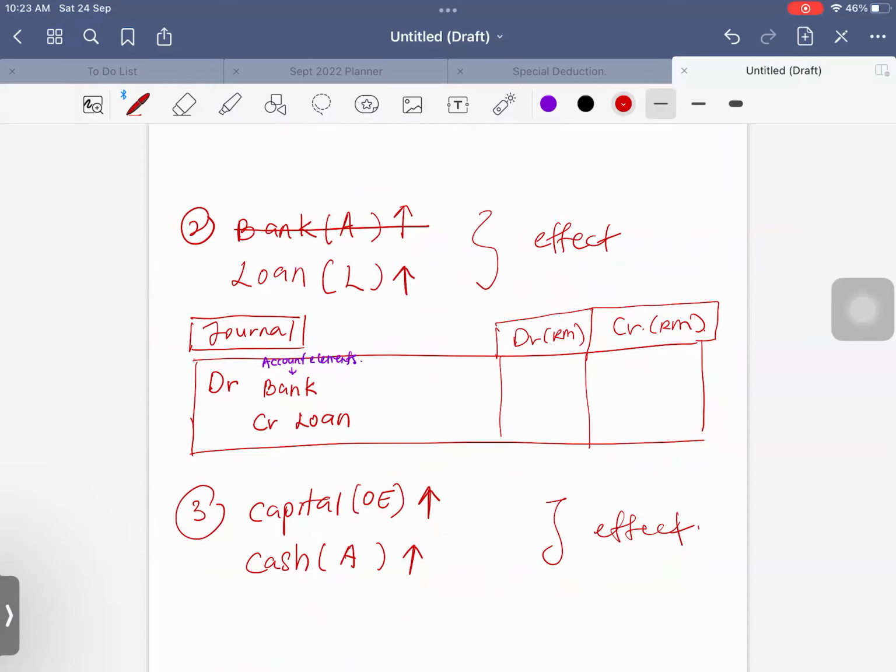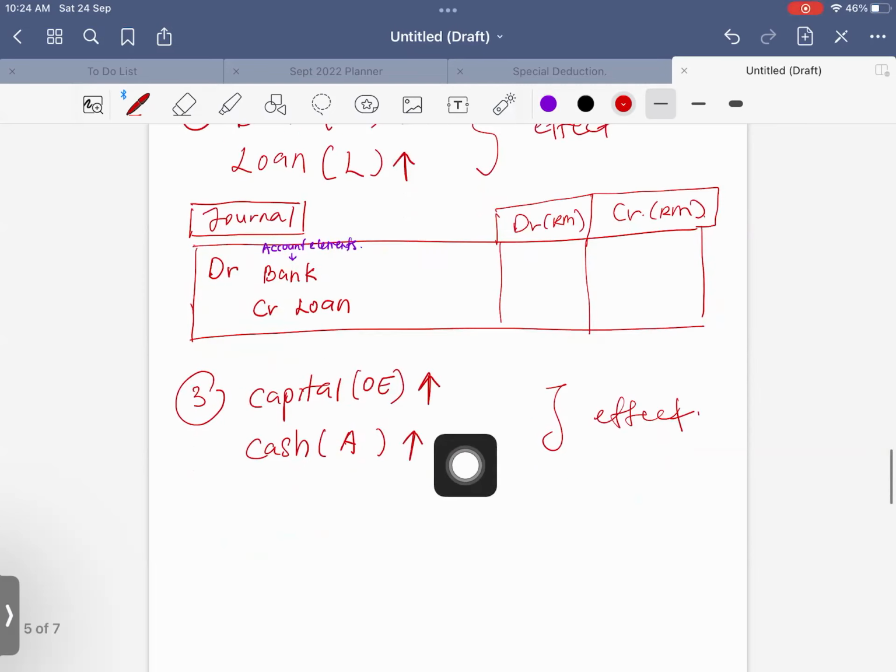Okay. How much the amount is tadi dekat transaction lah. The amount usually in the transaction punya word tadi. Kalau in the transaction, they say 2,000, just put 2,000 here. Okay, but the most important thing is debit and credit. I want you to learn on how you debit and credit the account.